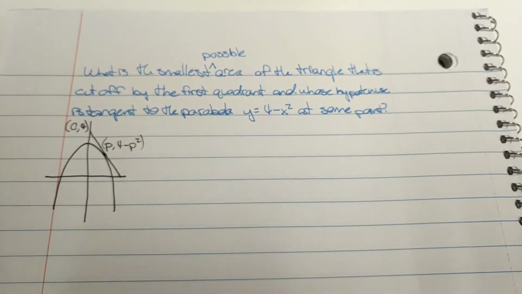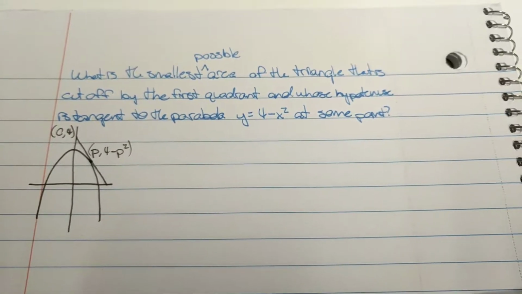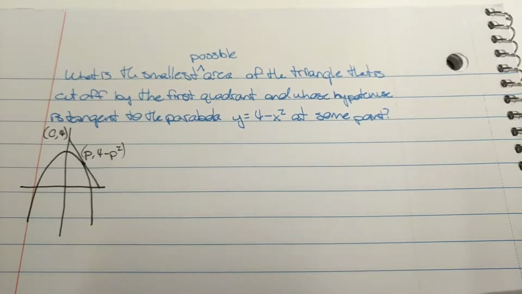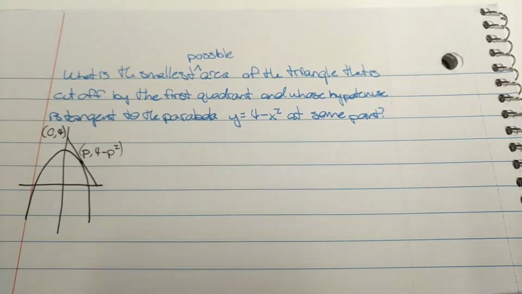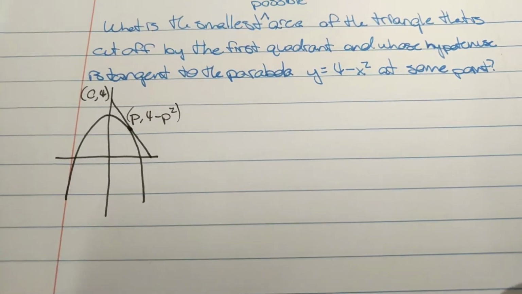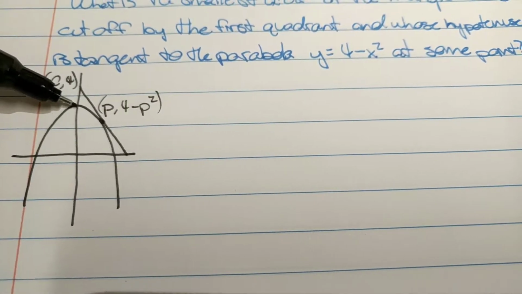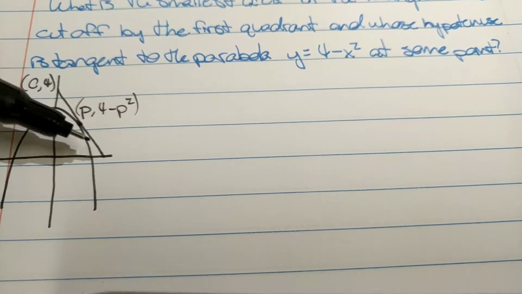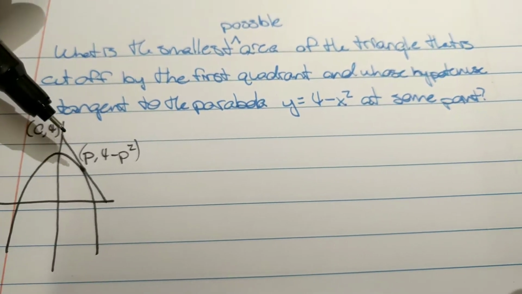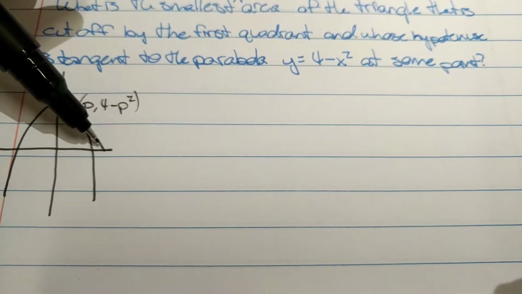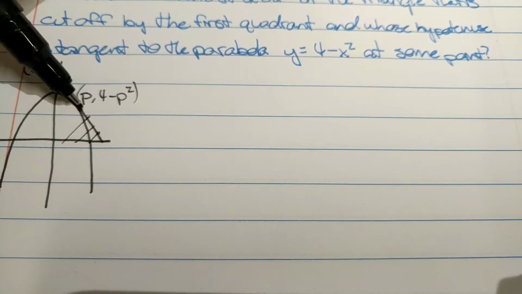What is the smallest possible area of the triangle that is cut off by the first quadrant and whose hypotenuse is tangent to the parabola y equals 4 minus x squared at some point, we'll call it P. So I drew this right over here. We have a vertex at (0, 4). We have this point P and then 4 minus P squared. We need to find the smallest area of the triangle in the first quadrant.